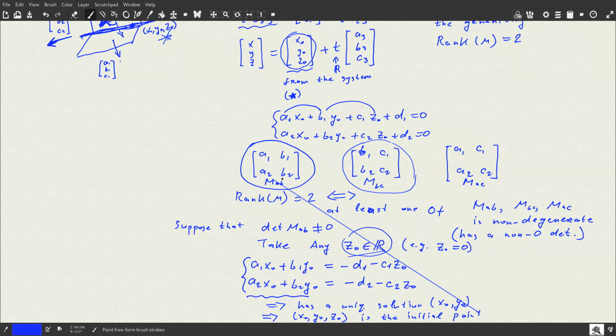Thank you. Yes. Oh, by the way, if both MAB and MBC are degenerate, then the third one will be degenerate as well, and you don't even need to try it. So we know that at least one of them is non-degenerate. So take any non-degenerate one. Actually, two of them must be non-degenerate, because if two of them are degenerate, then all three of them are degenerate. So that's all about how we solve it.